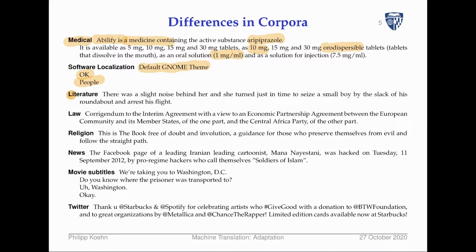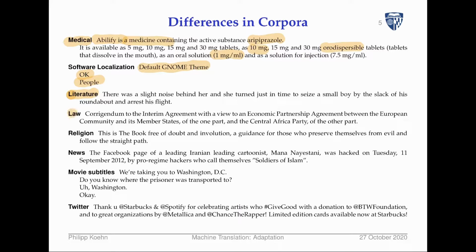Then there is literature. There was a slight noise behind her, and she turned just in time to seize a small boy by the slack of his roundabout and arrest his flight. So that is declarative language, grammatically well-formed, tends to have maybe longer sentences, although that really depends on the literature. It has often fairly broad vocabulary, definitely broader vocabulary than spoken language, and it also tends to have much more emotions in it.